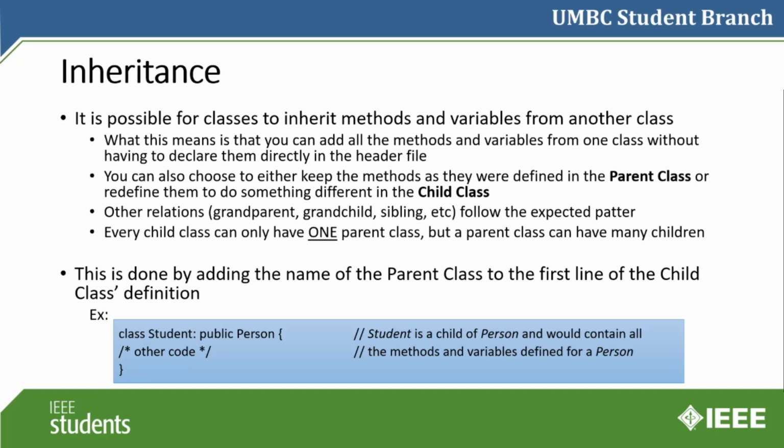So this means it would have access to getName, which we included in the header file. It would also have access to all of the variables from person, which would be m_age, m_height, and m_name, along with any additional variables it chooses to create.